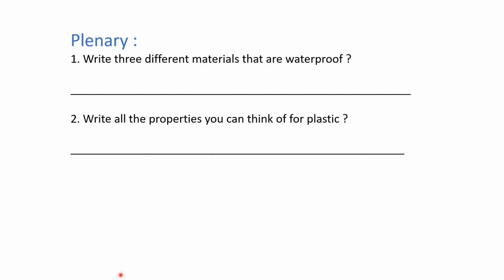Now I would like you to try this. Write your answers in your science notebook. Write three different materials that are waterproof. First of all, you need to know the meaning of waterproof. Number two, write all the properties you can think of for plastic. Do you know what plastic is? Good. Now write the answers, then check your answers on the next slide.